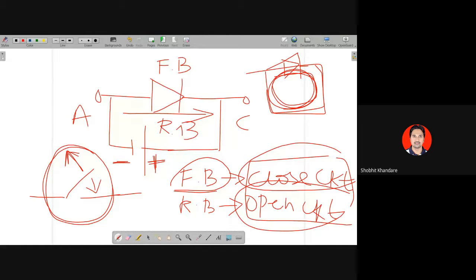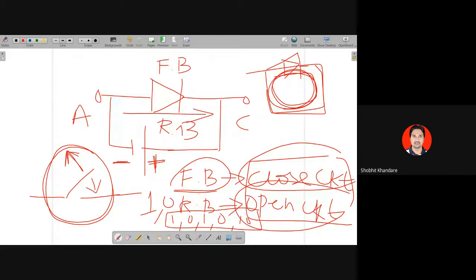Can I again make a statement. When this switch is closed you have output as 1, when this switch is open you have output of 0. और ये करते रहो. So what is an output? It will be 1 0 1 0 1 0 1 0. So you have this digital output.